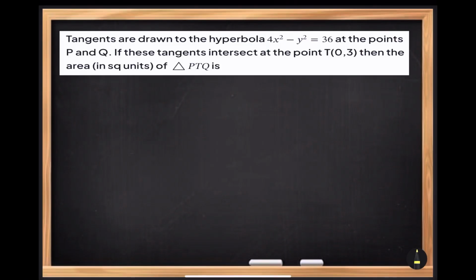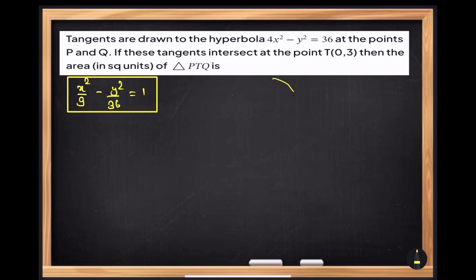Okay, so we got this situation. Tangents are drawn to the hyperbola. So we have a hyperbola. Let's write down this hyperbola in standard form. So we will divide both sides by 36. So it will become x square by 9 minus y square by 36 equals 1. So we got our equation of the hyperbola.